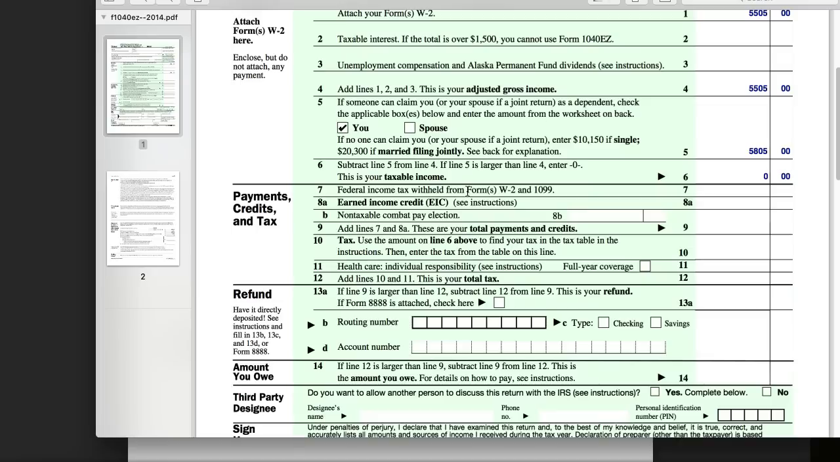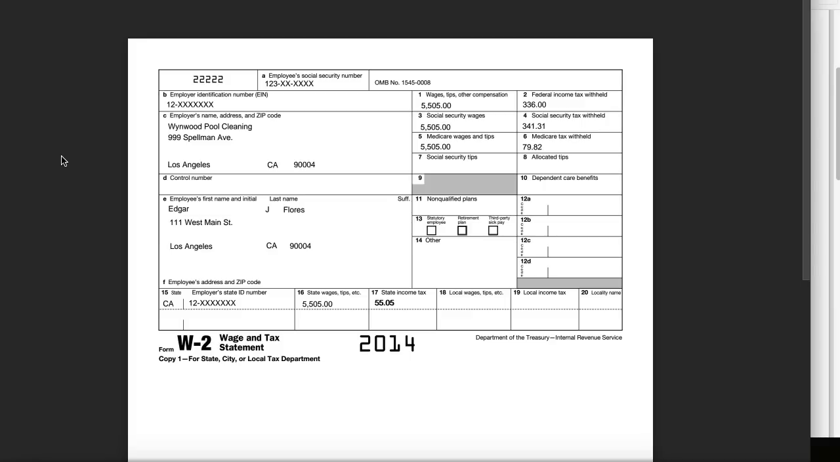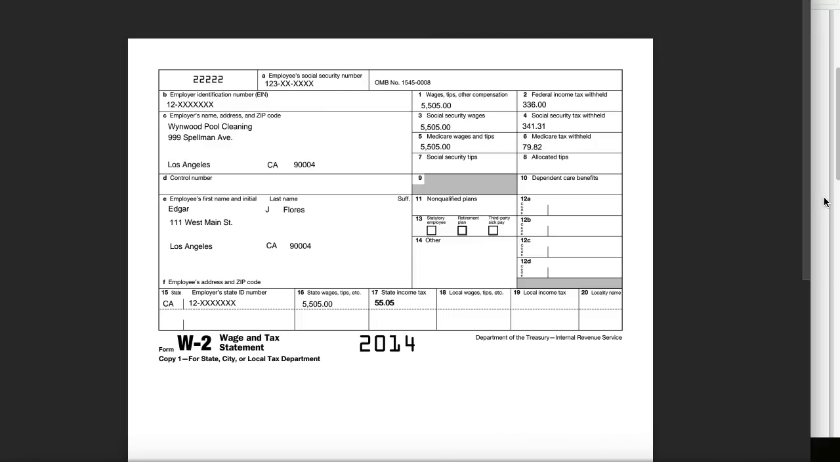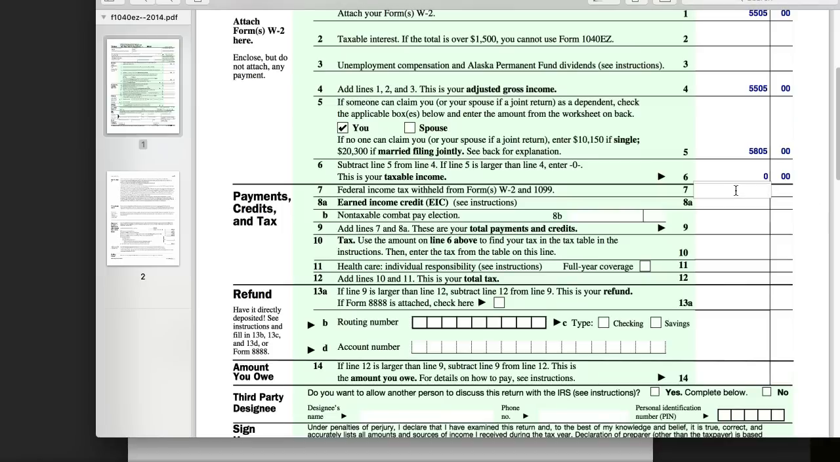Then it asks us, okay, so now you need to take a look at how much federal income tax was withheld from your W-2 and your 1099. So how much was actually taken out is $336. And I know this by looking in box 2 of my W-2. So I'm going to then go back and I'm going to put $336 in this box.